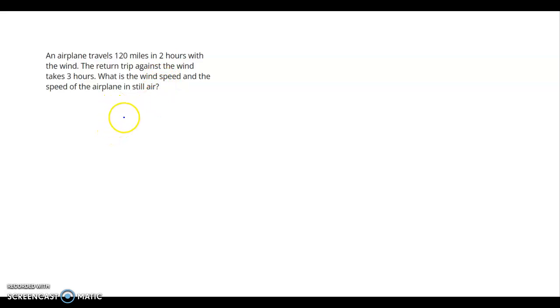So when you first look at this, it might just look like gibberish. I know this one can be a little bit intimidating. One thing we do know is we're dealing with distance, with time, and with speed or rate. And so that gives us a hint that we're going to be using this distance equals rate times time formula.